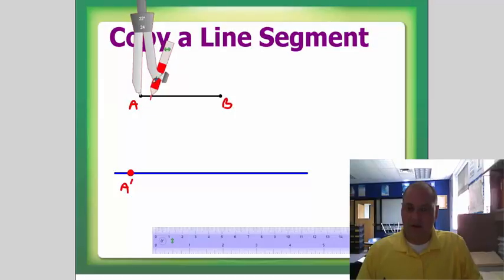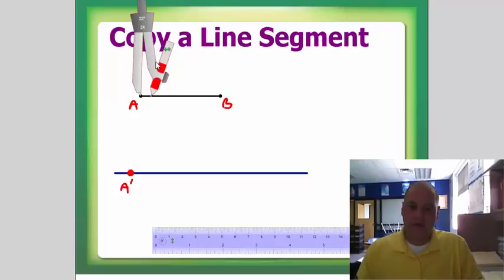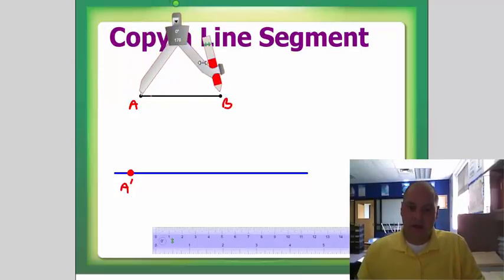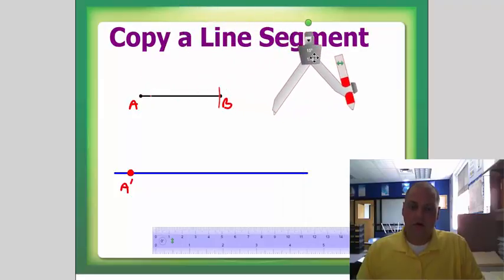Oops, that's not correct. Undo that. Okay, I didn't mean to do that. Okay, so pencil on B. There we go. Pencil on B, and then you just make an arc with your pencil. If you don't have a compass, just try to do it the best you can freehand.